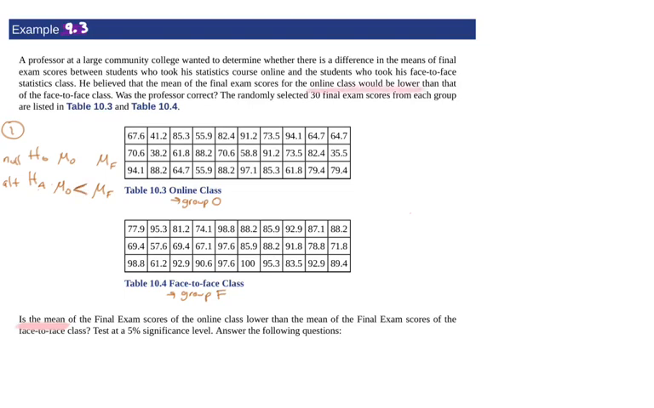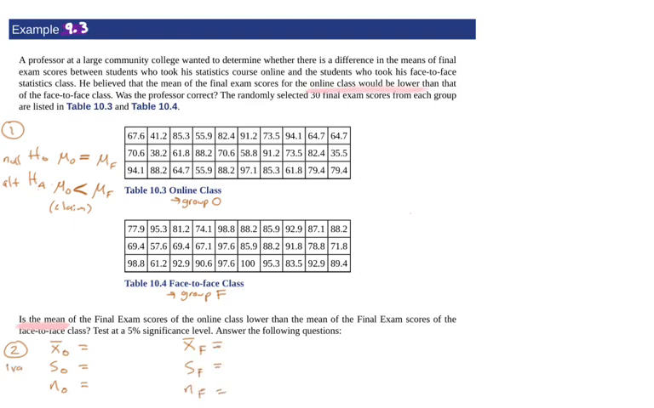And we're saying that the online class would be lower in this case. So that's going to be less than. So that's going to be our claim. I should probably denote that right there. Okay. And so let's go ahead and get all of our data. And again, I'm going to do it for the online class, the mean, standard deviation and N, and also for the face-to-face class.